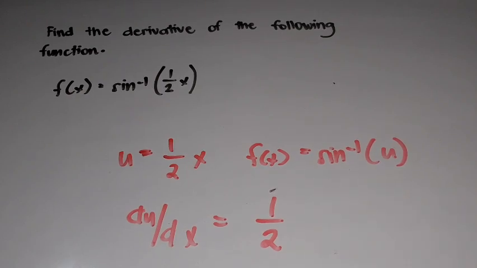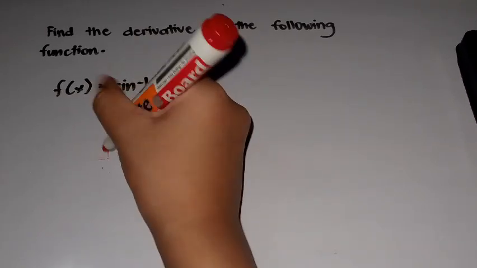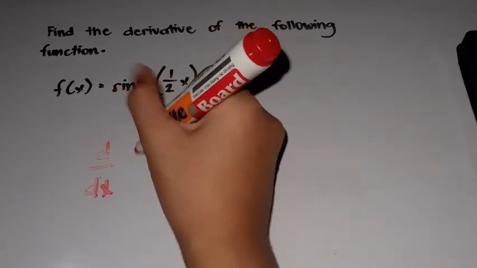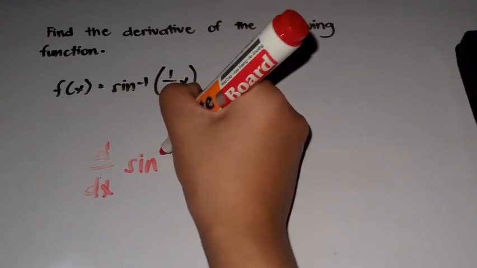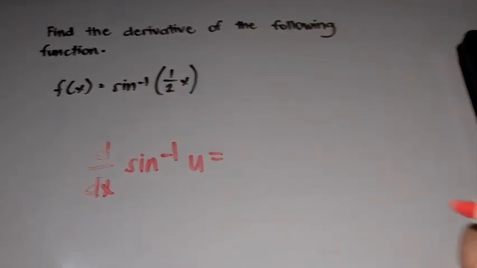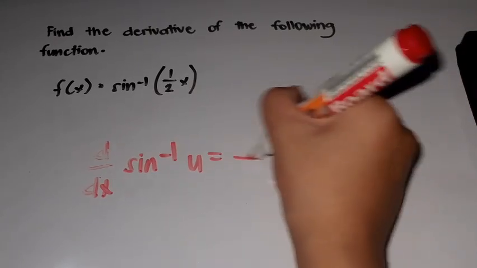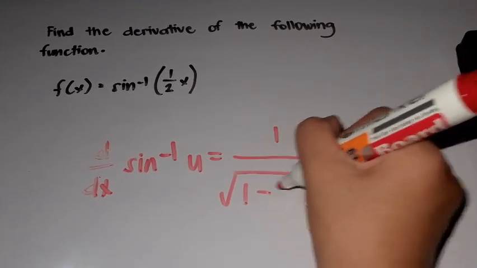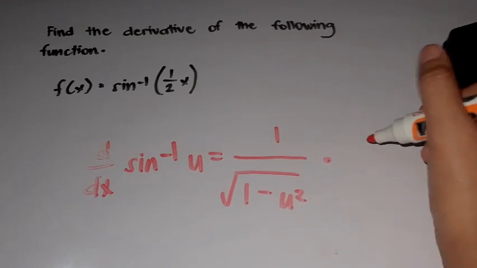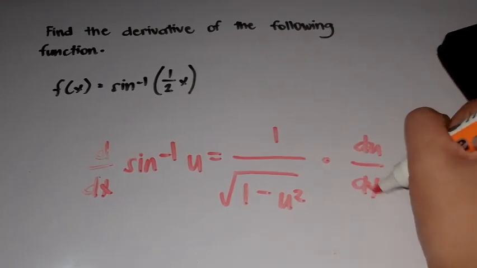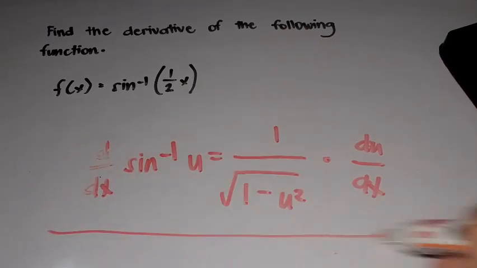But let us all remember the derivative formula of trigonometric functions. Since we have arc sine, the derivative of arc sine u, d over dx of arc sine u, is 1 over square root of 1 minus u squared multiplied by du/dx. That is the derivative of the trigonometric function arc sine.